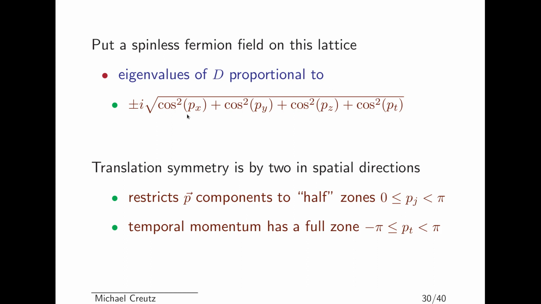So you get what looks like the usual doubling. But because the translation symmetry is by 2 in the spatial dimensions, components of spatial momenta are actually only in half zones. They go from 0 to pi, not from minus pi to pi. The temporal momentum still has the full zone because that has a translation of 1. So you lose all the doublers from the spatial direction, but you keep the one in the time direction.